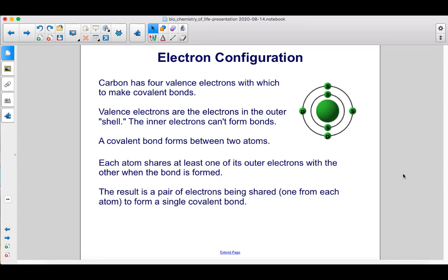Carbon has 4 valence electrons with which to make covalent bonds. Valence electrons are the electrons in the outer shell. The inner electrons can't form bonds.